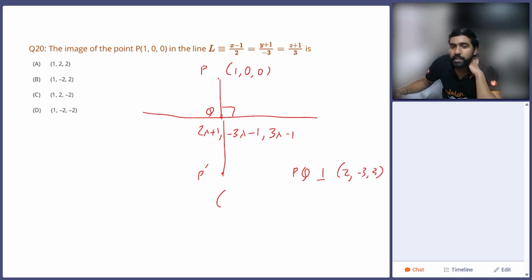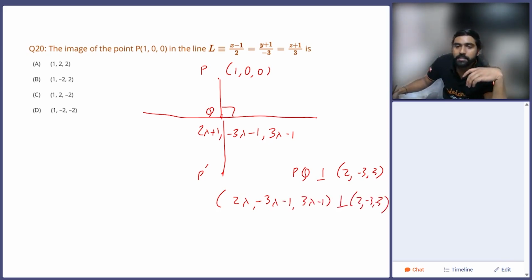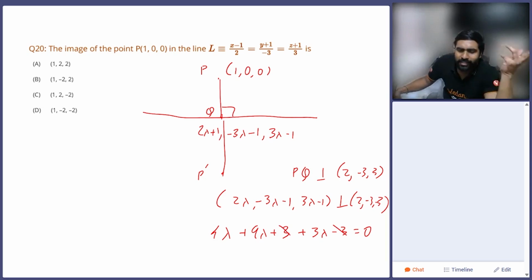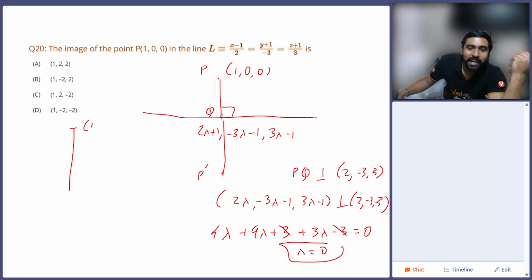What are the direction ratios of PQ? It is 2 lambda plus 1 minus 1, that is 2 lambda, minus 3 lambda minus 1 minus 0, comma 3 lambda minus 1. It is perpendicular to 2, minus 3, and 3. So taking a dot product, what do you get? You get 4 lambda, then plus 9 lambda plus 3, then you have plus 3 lambda minus 3. This is equal to 0. Oh, very well. Constants are deleted. Lambda is directly equal to 0. So basically what you have is 1, 0, 0. The midpoint, the foot of perpendicular is what? It is 1, minus 1, minus 1.